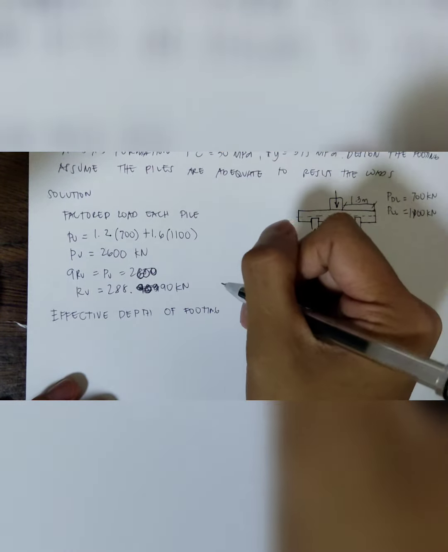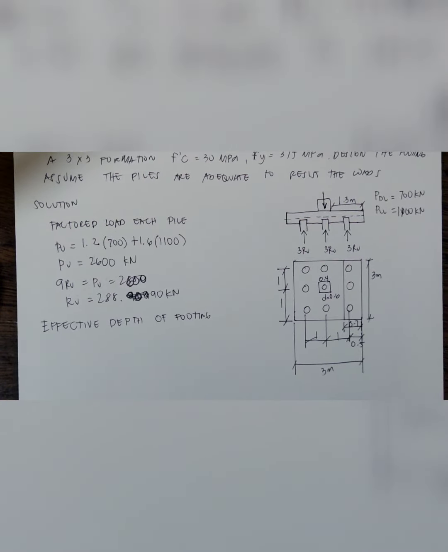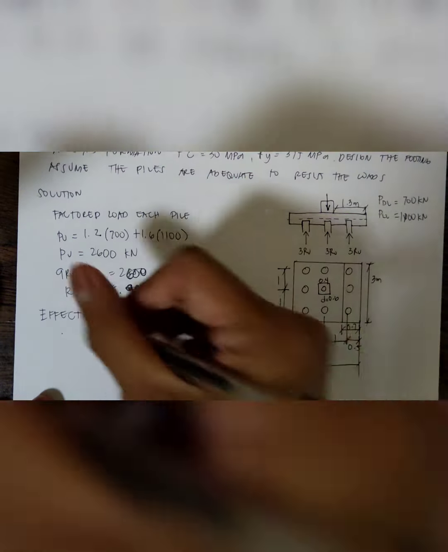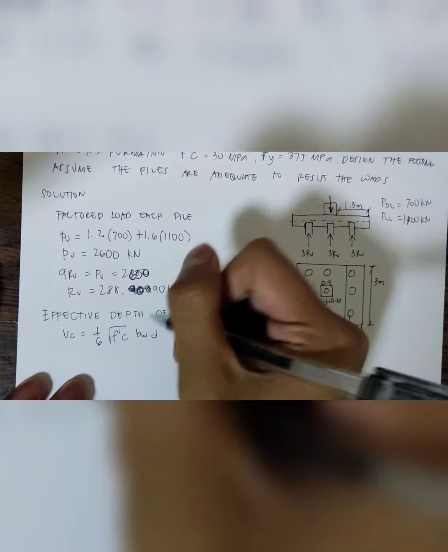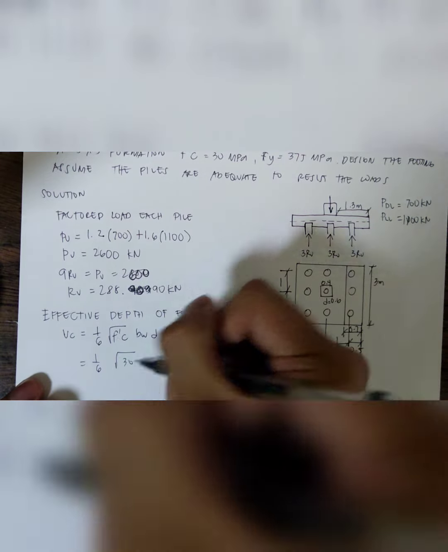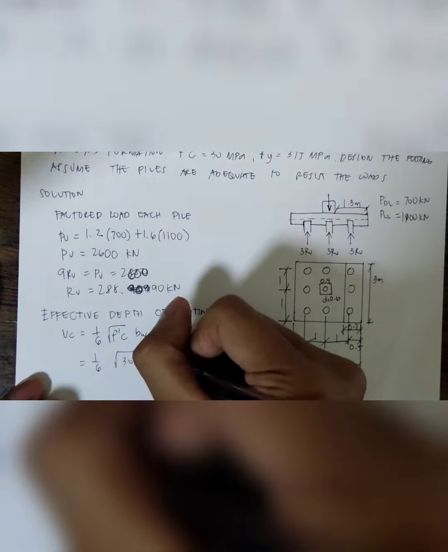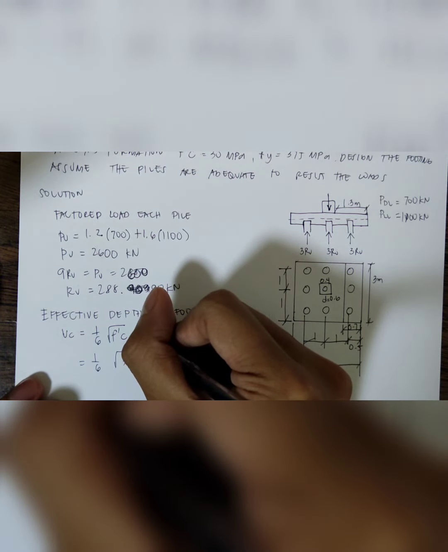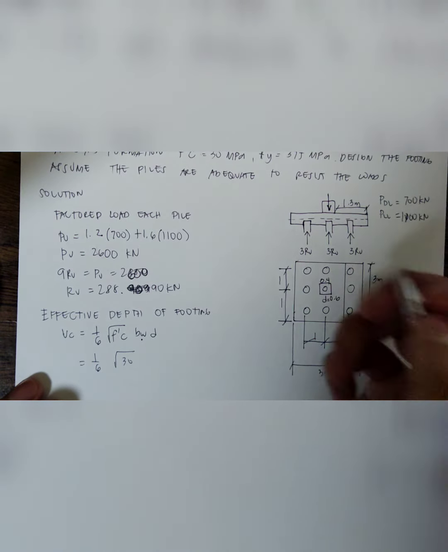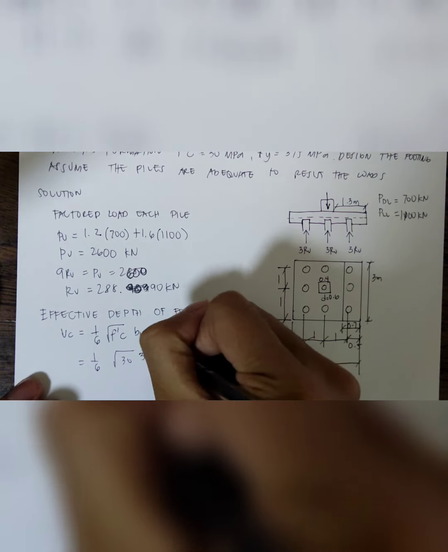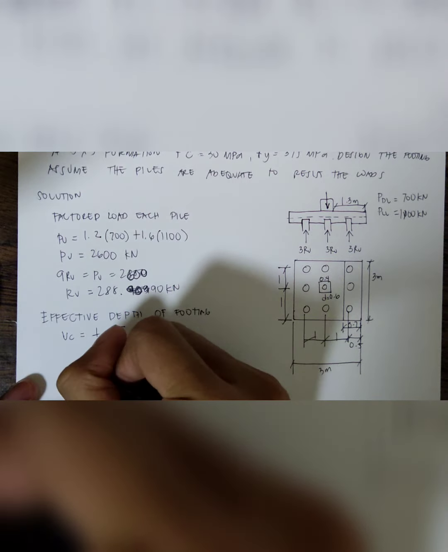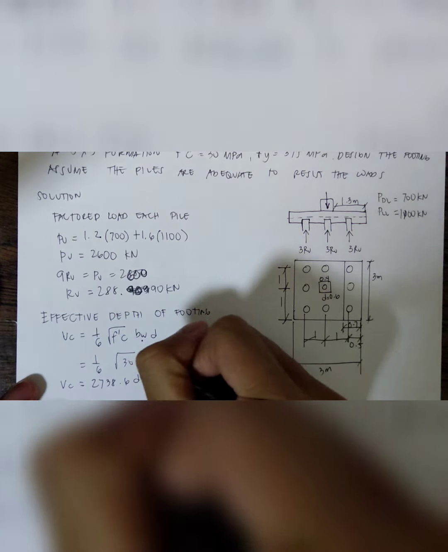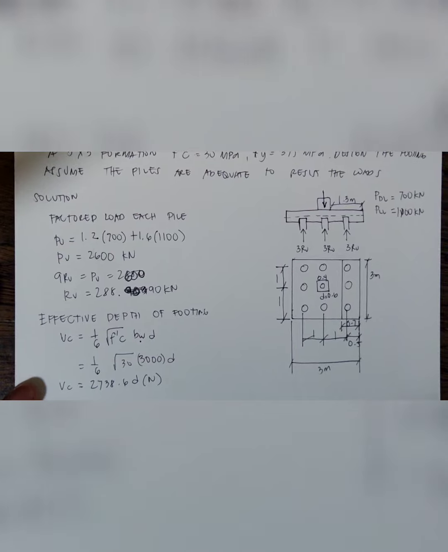Effective depth of footing. We will use the formula Vc is equals to 1 over 6 square root of f'c bw d. So we substitute the formula, 1 over 6 times square root of 30, since 30 is our f'c. Then our bw is our formation of 3000 by 3 meters, 3000 d. So we get Vc is equals to 2738.60 d.